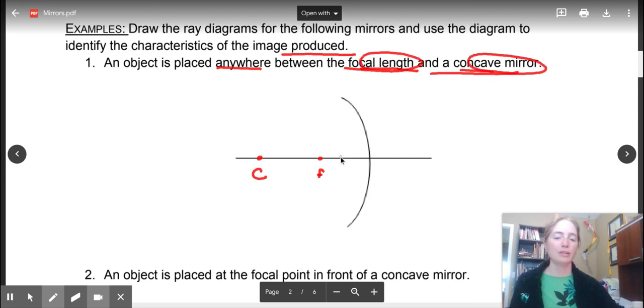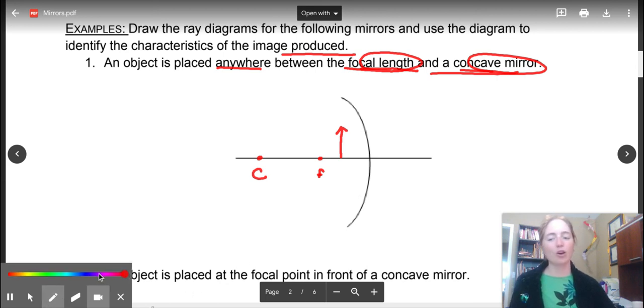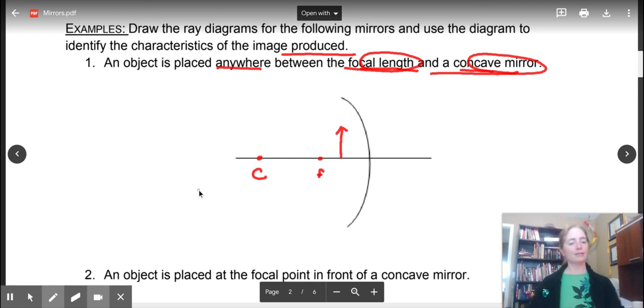So that means my object is going to be here. Okay, there's that object. And I'm going to make that object a little bit larger so it's easier for you guys to draw. So now I'm going to pick a couple of the rules. Two rays of light is going to be sufficient for you to determine the characteristics of that object.